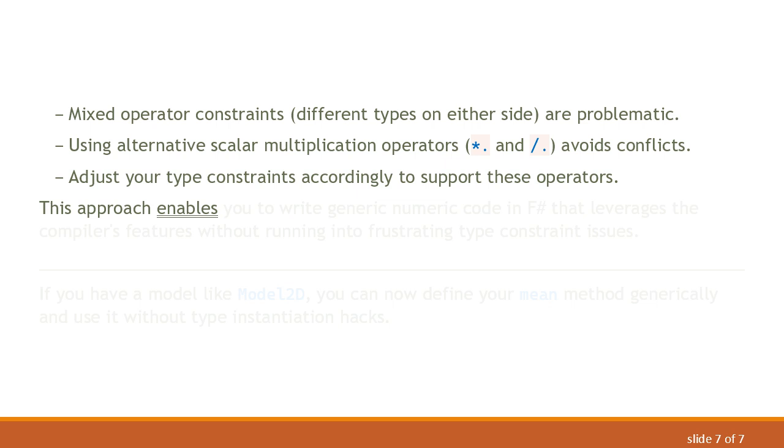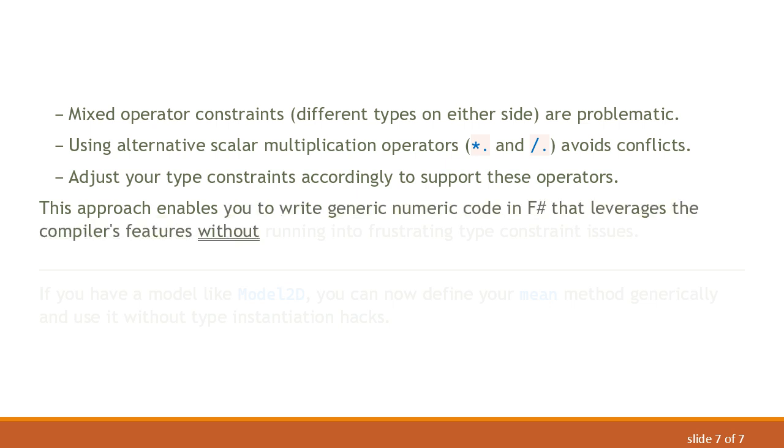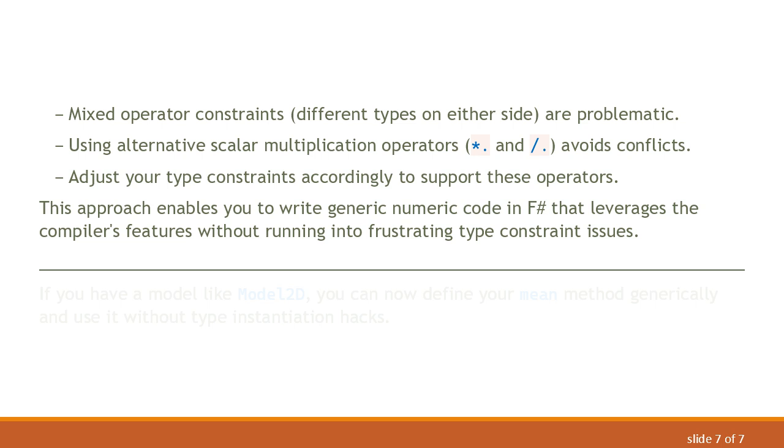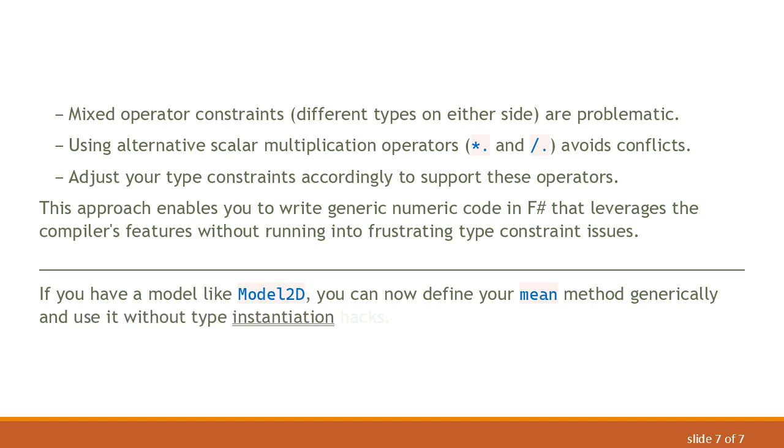This approach enables you to write generic numeric code in F# that leverages the compiler's features without running into frustrating type constraint issues. If you have a model like Model 2D, you can now define your mean method generically and use it without type instantiation hacks.